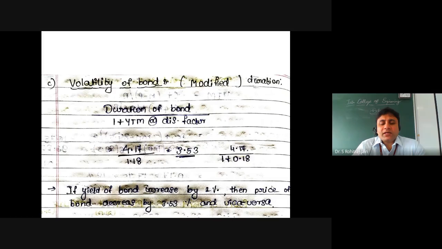So, you can write a small conclusion over there. If the yield of the bond increases by 1%, then the price of the bond decreases by how much? 3.53% and vice versa. Just now I explained to you, right? If the bond yield increases by 1%, then the price of the bond decreases by 3.53% and vice versa.